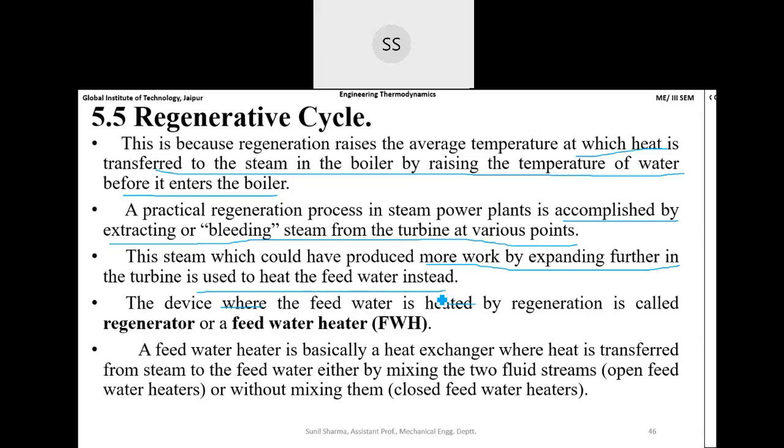So the device where the feed water is heated by regeneration is called the regenerator, ठीक है, or the feed water heater, and in short we usually say FWH. बात समझ में आ रही है? A feed water heater is basically a heat exchanger where heat is transferred from steam to the feed water either by mixing the two streams, और ओपन फीड वाटर हीटर्स जिनमें हमने डायरेक्टली मिक्स करते हैं, और कई बार हम जब विदाउट मिक्सिंग करते हैं तो फिर वो क्लोज्ड फीड वाटर हीटर्स होते हैं.